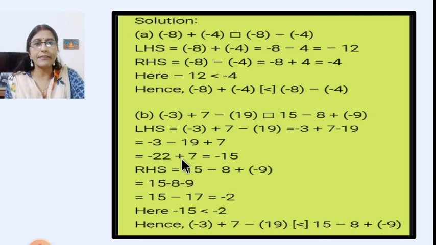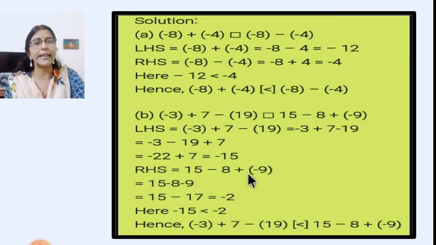Now one is negative, one is positive. So when one is negative and one is positive, we always do subtraction. So 22 minus 7 is 15. Now 22 is bigger than 7, so it has the minus sign. So here in the answer we will write negative. So the answer is negative 15. Now we will take the RHS side.